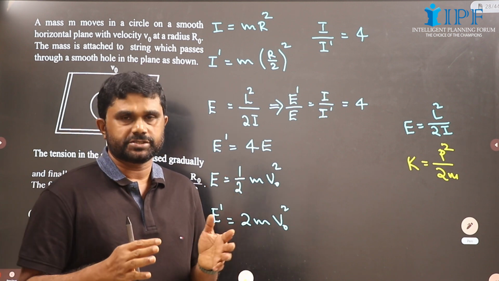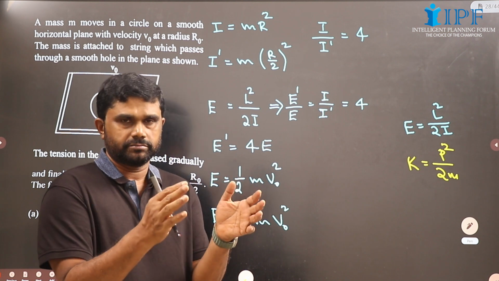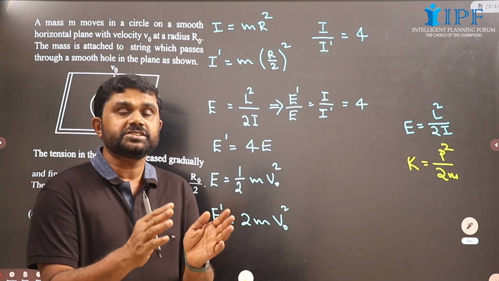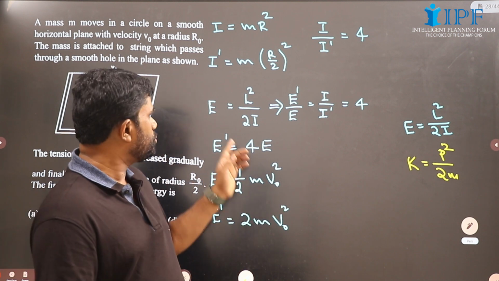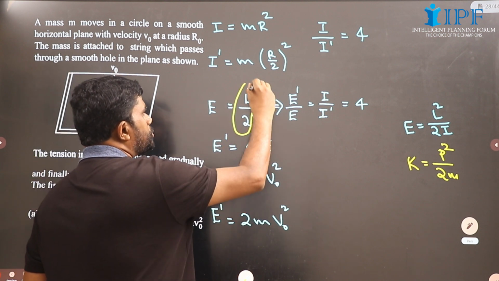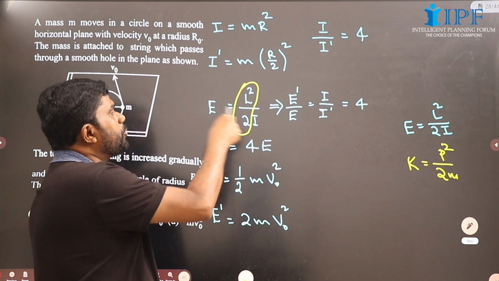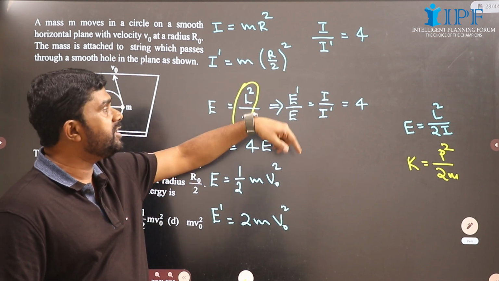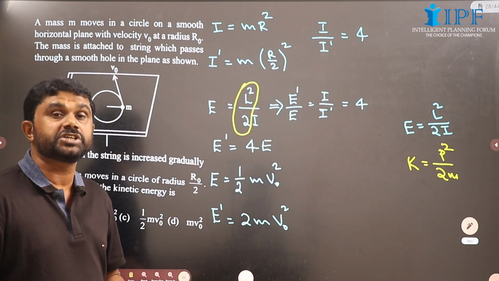Here we have two cases. In the first case, the particle is revolving in a circle of radius r, and in the second case, it revolves in a circle of radius r by 2. So the change is only in the moment of inertia. There is no change in angular momentum. So the kinetic energy, in both the cases, L square by 2 is the same. So E is proportional to 1 by I, where I is the moment of inertia. So E dash by E will be I by I dash, and that we have 4. So E dash will be 4 times the original kinetic energy.